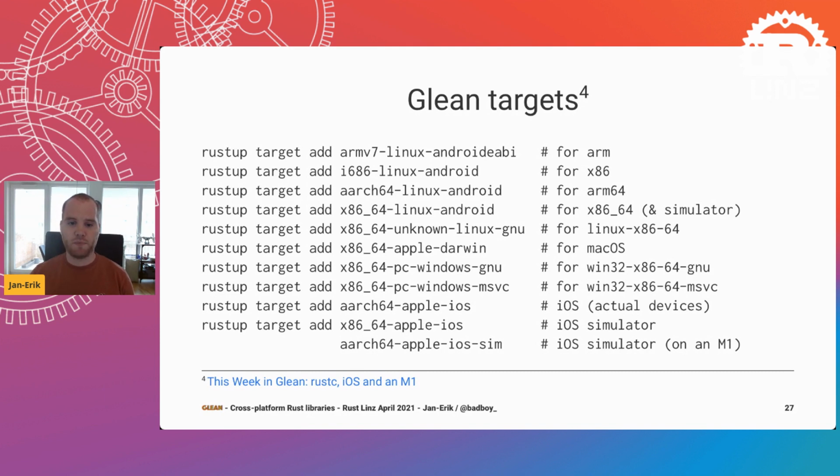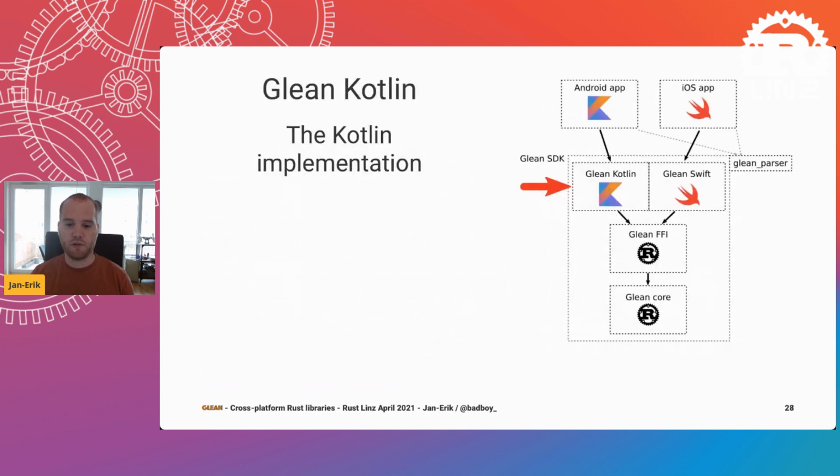So now let's wrap up the FFI layer and look one level further up. Let's look at our Glean Kotlin implementation. We're only focusing on this here, but the other implementations are actually mostly similar. So, how do you make Kotlin talk with the C API?